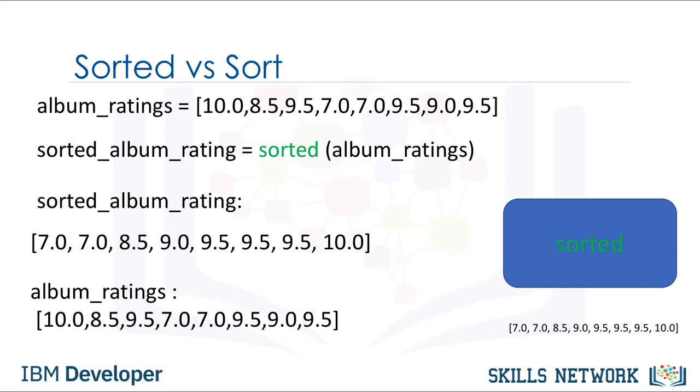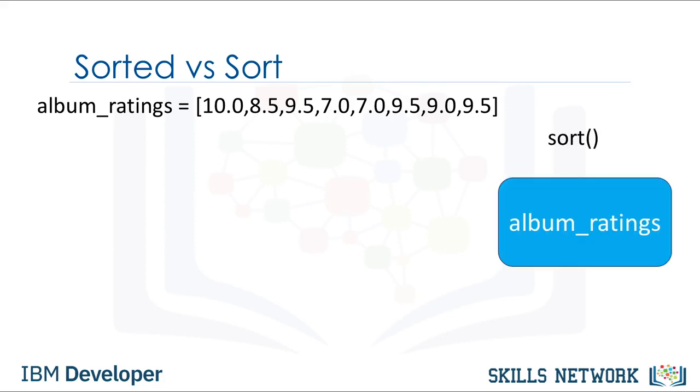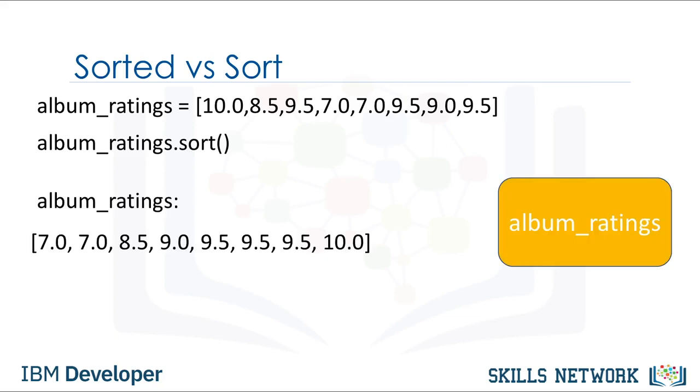Generally, functions take an input, in this case a list. They produce a new output, in this instance a sorted list. If we use the method sort, the list album ratings will change and no new list will be created. Let's use the diagram to help illustrate the process. In this case, the rectangle represents the list album ratings. When we apply the method sort to the list, album rating changes. Unlike the previous case, we see that the list album rating has changed. In this case, no new list is created.